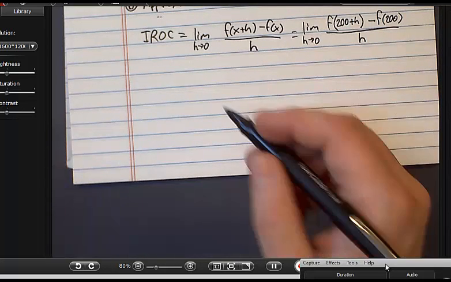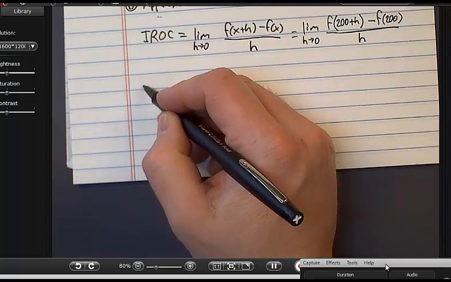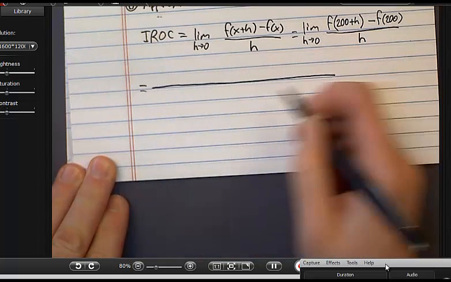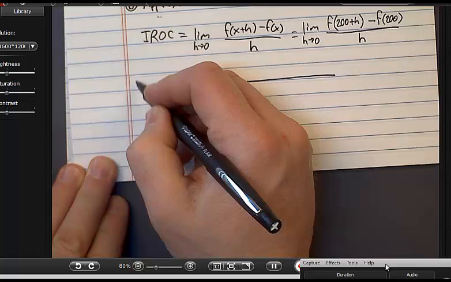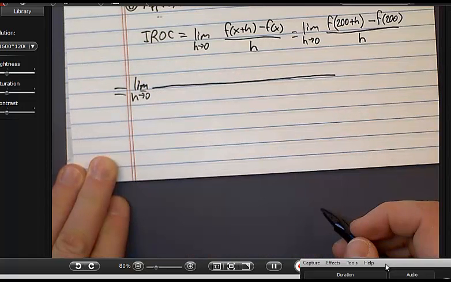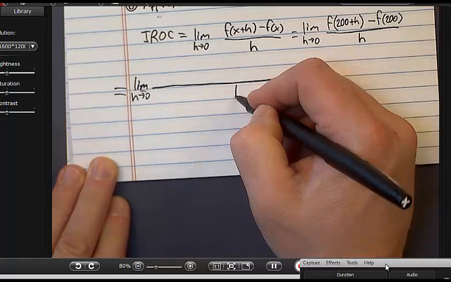Now, if I want to write out what that equals, I'm going to need a bigger fraction bar. Again, it's the limit as h goes to 0. I can put the h down here. That's no problem.